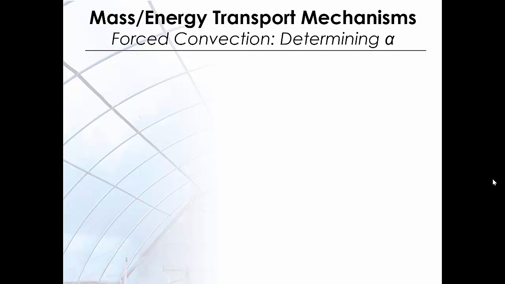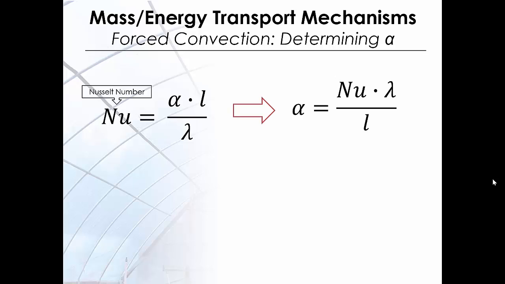The energy and mass transfer coefficient depends on a number of factors. The challenge is to find the correct coefficient to use in your calculations based on experimentally verified data. These factors include the properties of the flowing medium, the flow conditions, and the geometry of the flow field. In order to find the convective heat transfer coefficient, alpha, the Nusselt number is used. You can solve this equation to determine the convective heat transfer coefficient alpha.